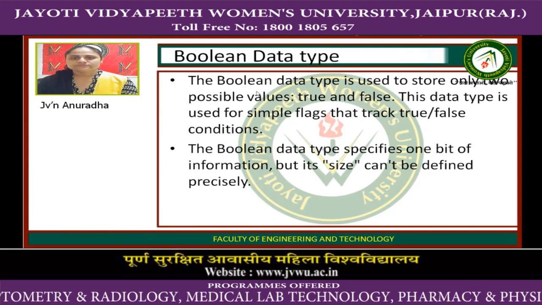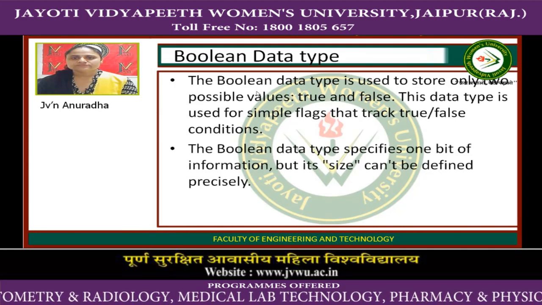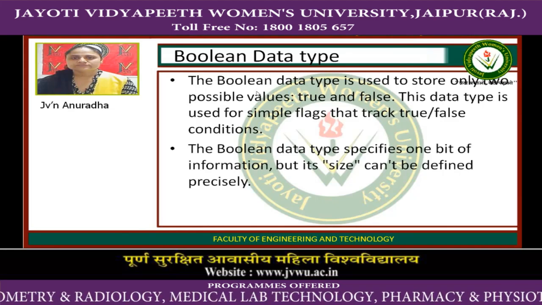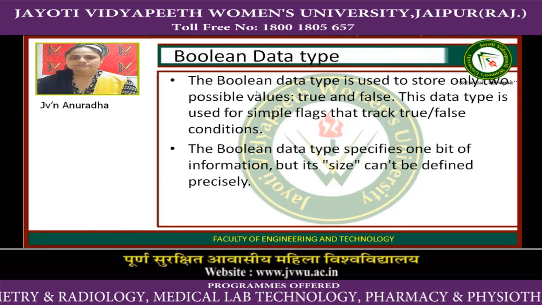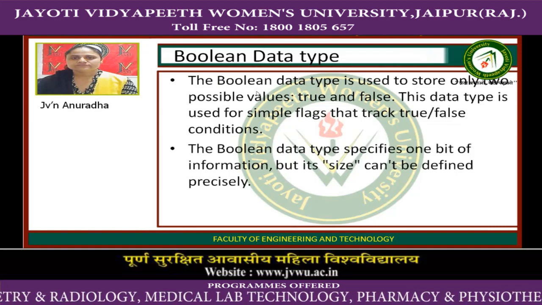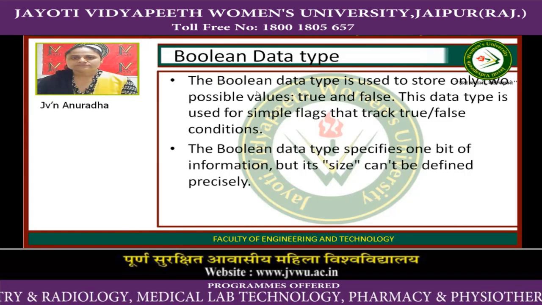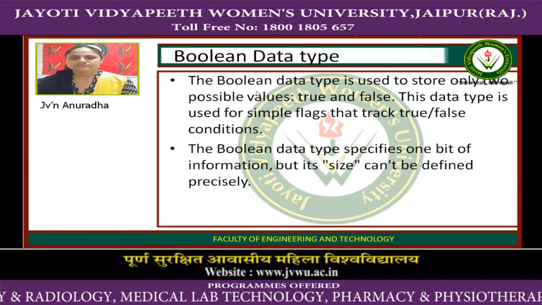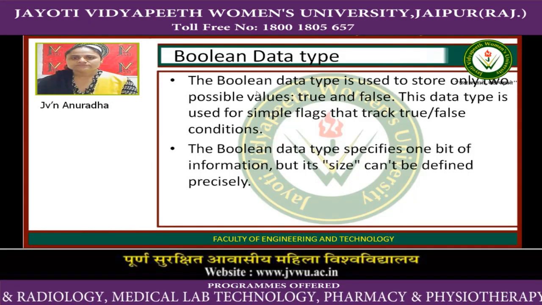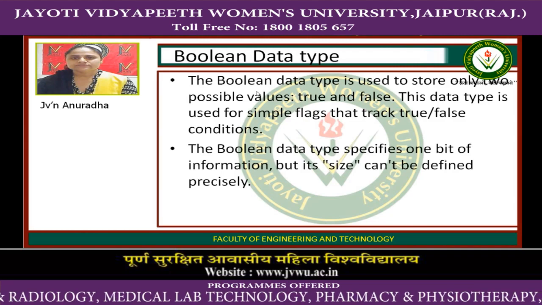The boolean data type is used to store only two possible values, either true or false. This data type is simple and is used for simple flags that track true-false conditions. The boolean data type specifies one bit of information, but its size cannot be defined precisely.